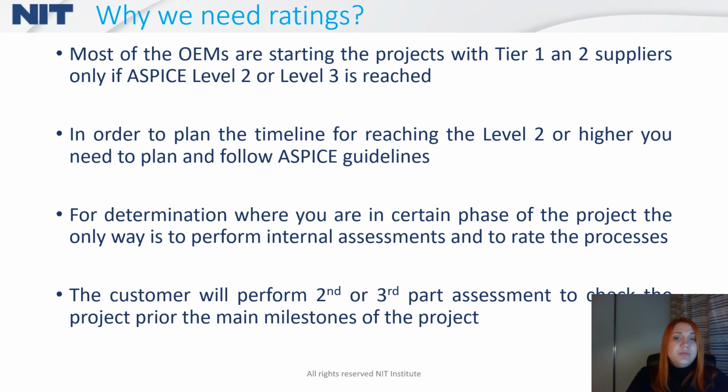Then, in order to plan the timeline for reaching level 2 internally in your company, you need to follow some guidelines. By following those guidelines, you need to determine where you are in the project. It could be done through internal assessments or a rating process. Of course, the customer will perform second and third party assessments to check that the project is reaching the quality milestones on your project. But internally, you should understand how these ratings are done.